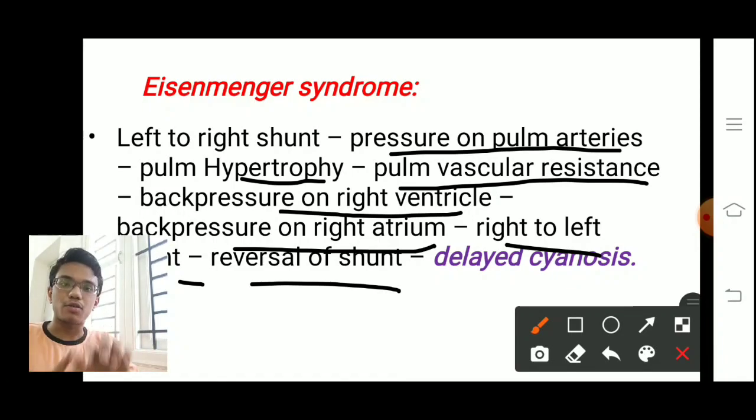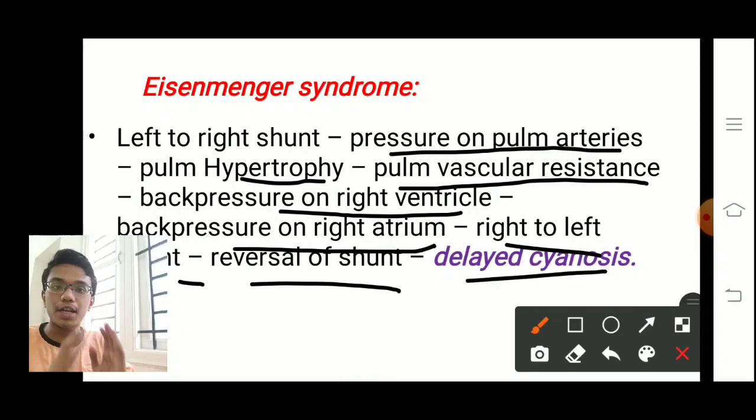Now in this, cyanosis will be present, because the blood will bypass the lungs and directly get transferred from the right atrium to the left atrium. Okay, so delayed cyanosis. In case of right to left shunt, there will be cyanosis, but in case of left to right shunt, there will be delayed cyanosis after development of Eisenmenger syndrome.